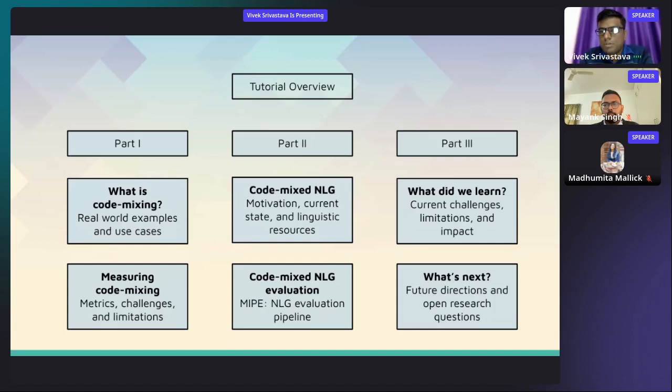In the third part of the tutorial, we will see what are the different challenges that we saw, what is the limitation, and where is the impact in this low resource setup of code mixing. And what's next? Towards the end, we will see what are the different future directions and what are the different open research questions.